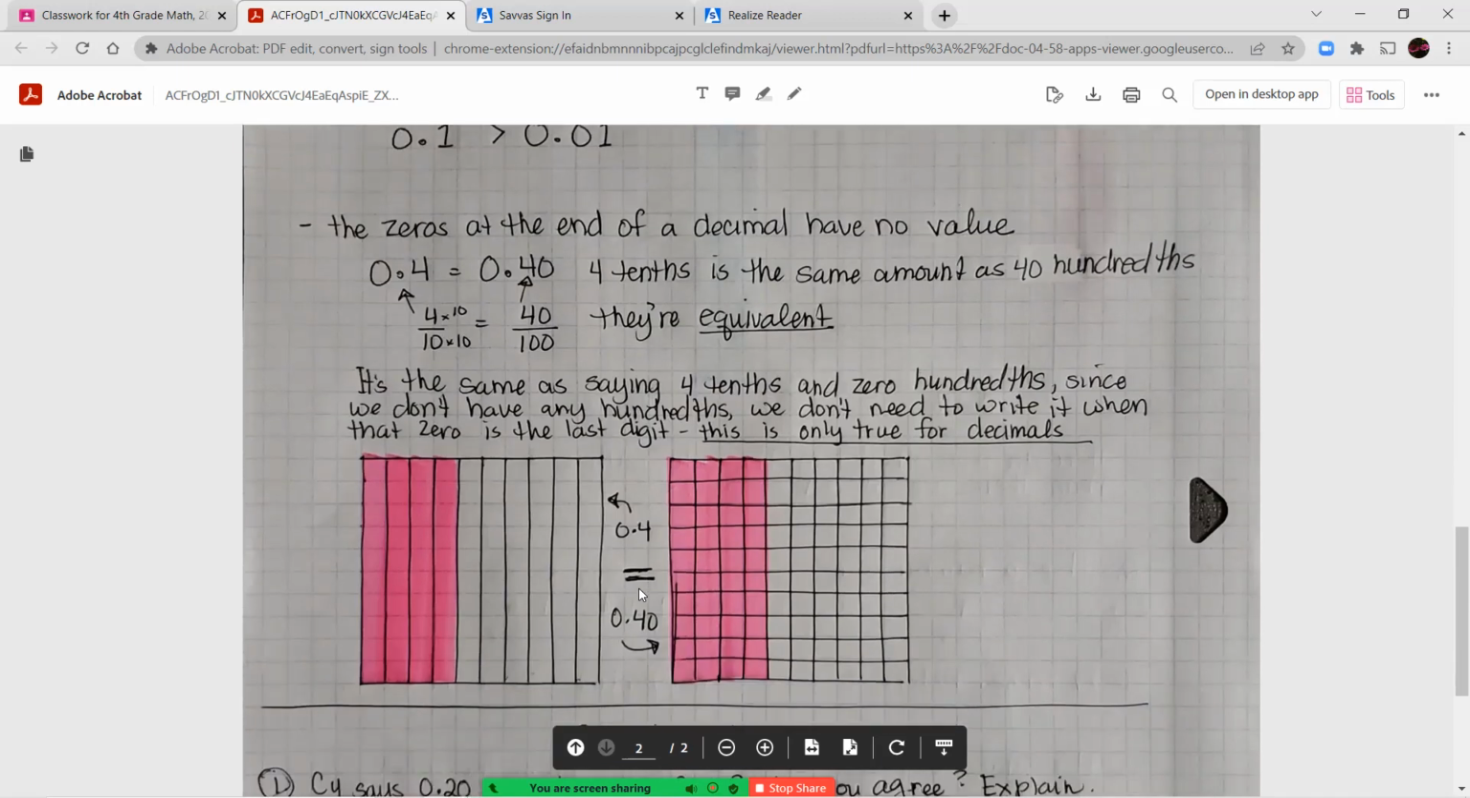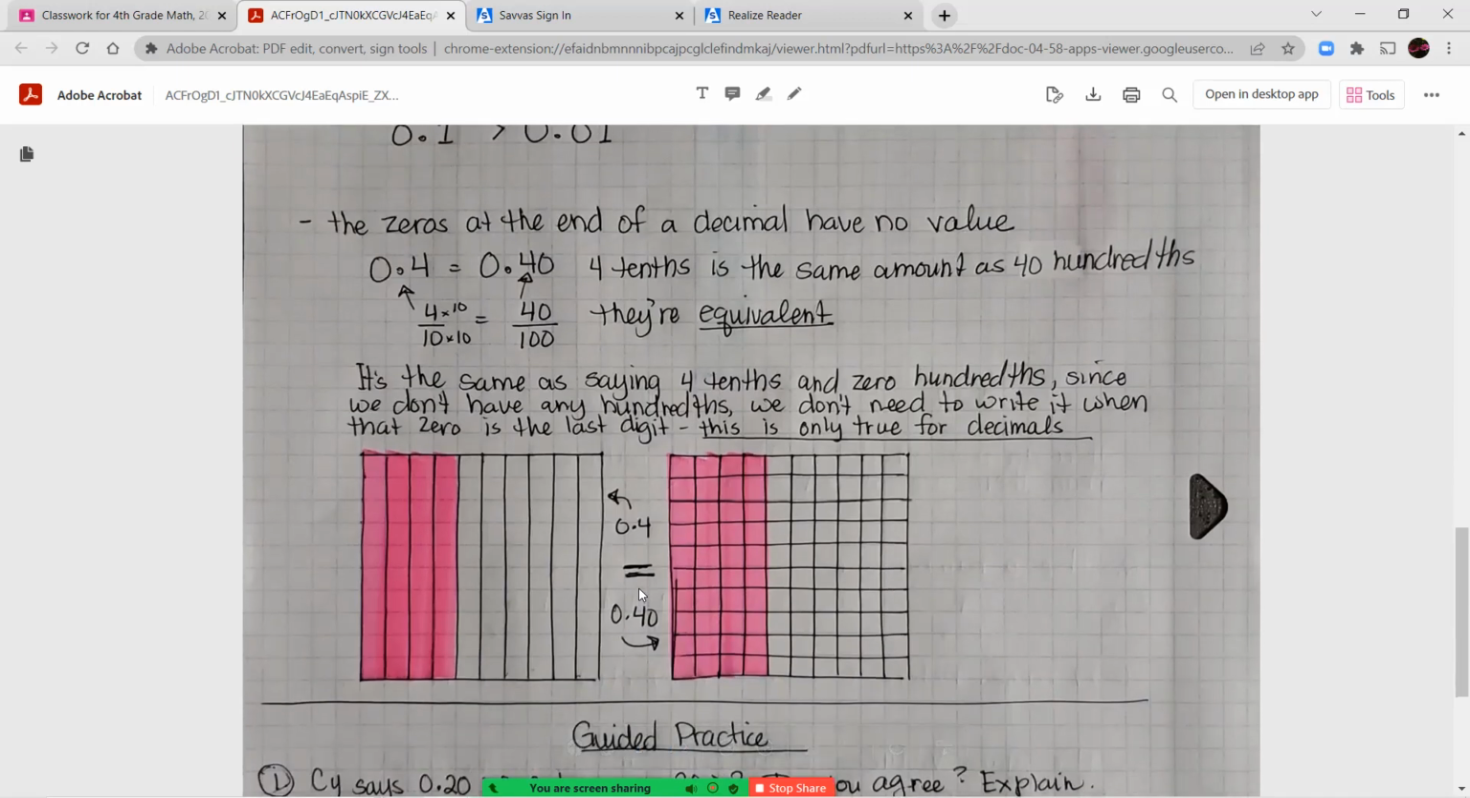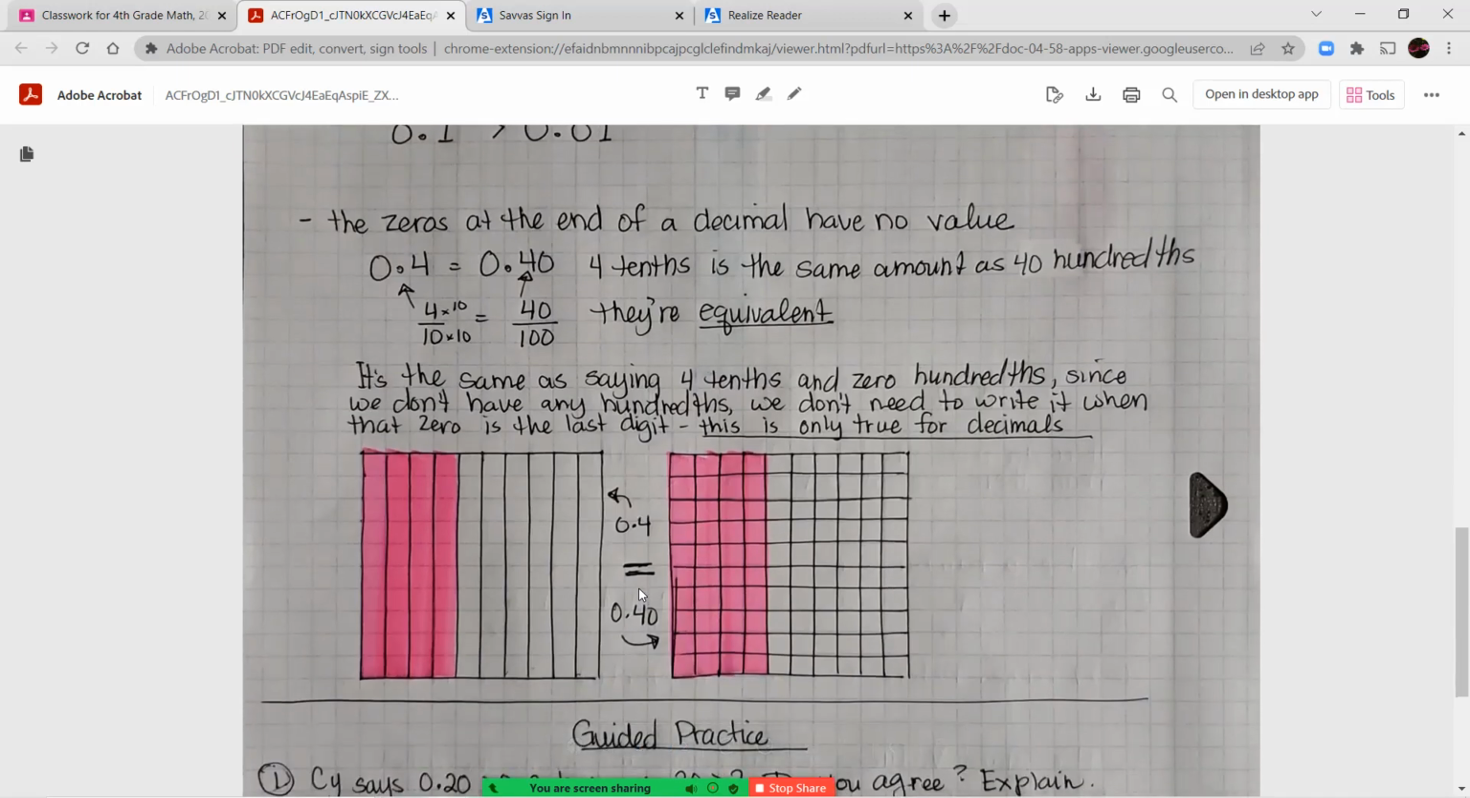Now, the zeros at the end of a decimal have no value. What does that mean? So 0.4 is equal to 0.40, just like 4/10 is equal to 40 over 100, right? We just multiply by 10 and we get this fraction. They are equivalent. So it's the same thing as saying 4/10 and 0 hundredths. So since I don't have any hundredths, I don't need to tell you 0 hundredths. When I don't tell you that I have any hundredths, you already know that there's nothing in the hundredths place.